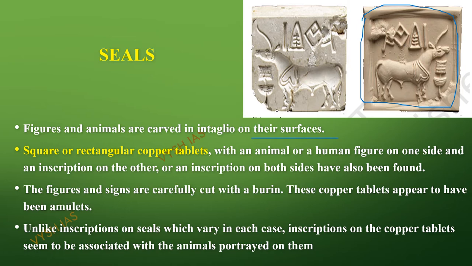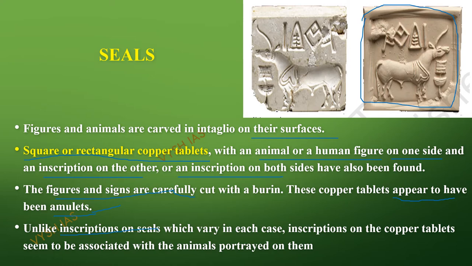And also besides the seals, we also see square or rectangular copper tablets. These have an animal or human figure on one side, and on the other side an inscription. And sometimes there is inscription on both sides also. These figures are carefully cut and appear to have been used as amulets, just like seals, which have been used as identity cards, modern day identity cards. These square or rectangular copper tablets were also used similarly.